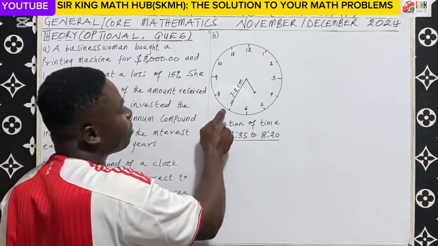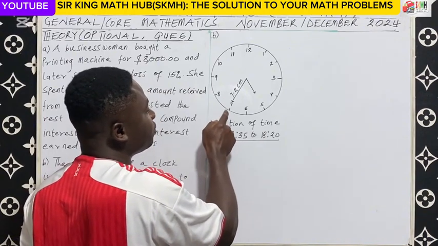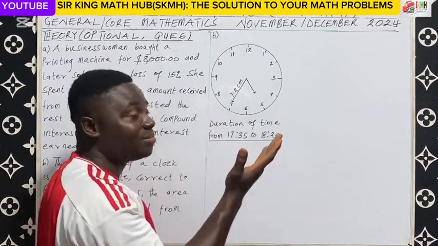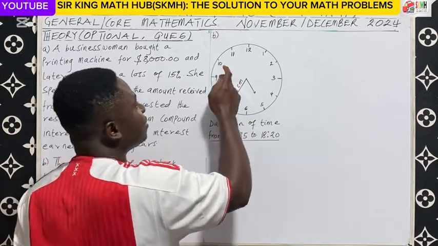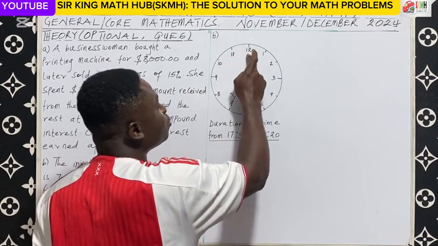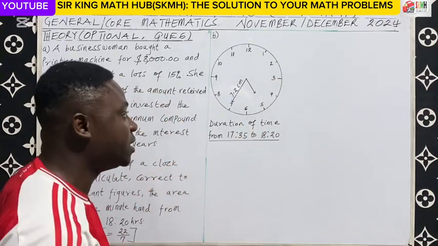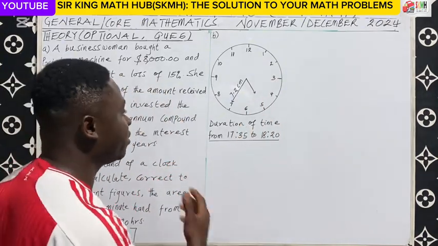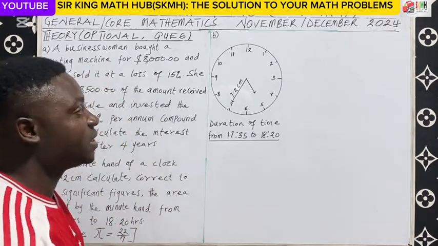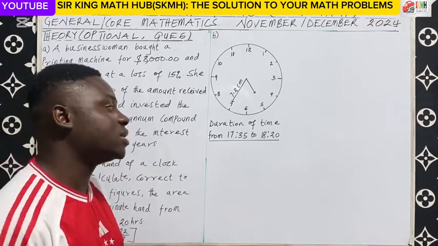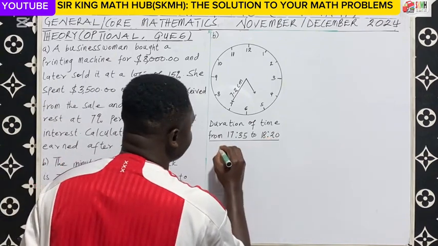So now starting from 35, you are focusing on the minute hand. From 7 to 8, that is 5 minutes. From 8 to 9, plus 5, making 10. 9 to 10, making 15, 20, 25, 30, 35, 40, and then 45 minutes. So that is the duration. From 1735 to 1820 is a duration of 45 minutes. Again, you can also use normal calculation, whereby you find the difference between the time range, starting with 1820.